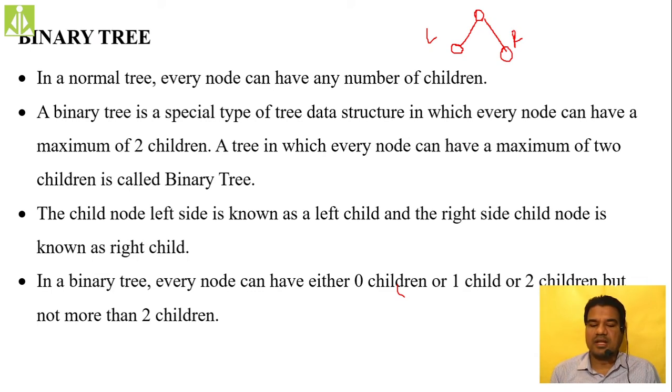In a binary tree, every node can have either 0 children, 1 child, or 2 children, not more than that. That is the reason we said a maximum of 2 children, not more than 2. So this is the definition of your binary tree, only this definition.